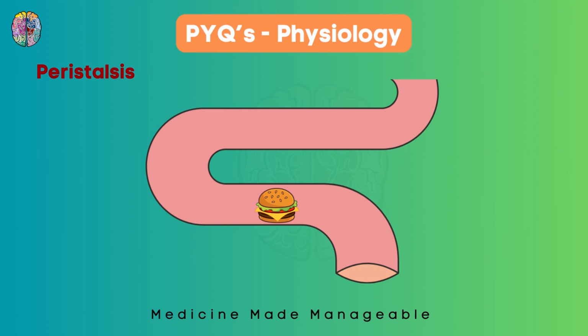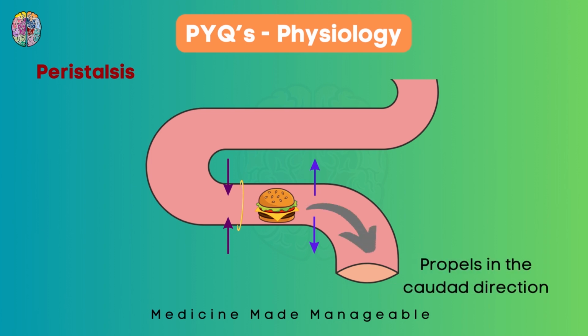Now, how does this happen? So, behind the bolus of food, there is a concentric ring which is formed, and this is formed due to certain neurotransmitters. At the same time, in front of the bolus, there is dilation of the intestine. So, this way, the bolus of food can be pushed forwards. And so, we can say that the food propels in the forward direction.